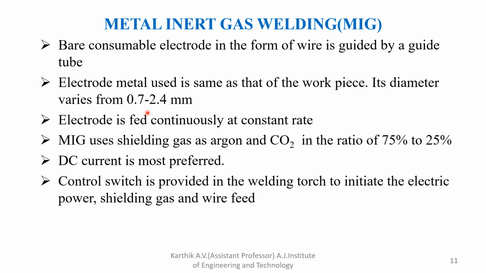DC current is supplied continuously to the electrode gun to heat it up, and a control switch is provided in the welding torch to initiate the electric power, shielding gas and wire feed. Here the filler material is the same as the consumable electrode, so that there is no variation in the joining part. A smooth joint forms in metal inert gas welding.